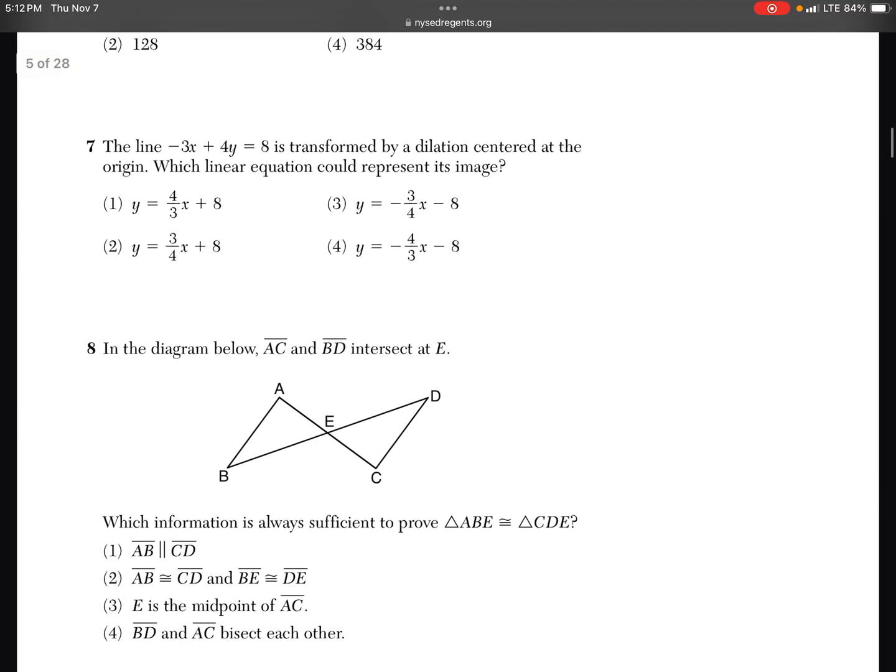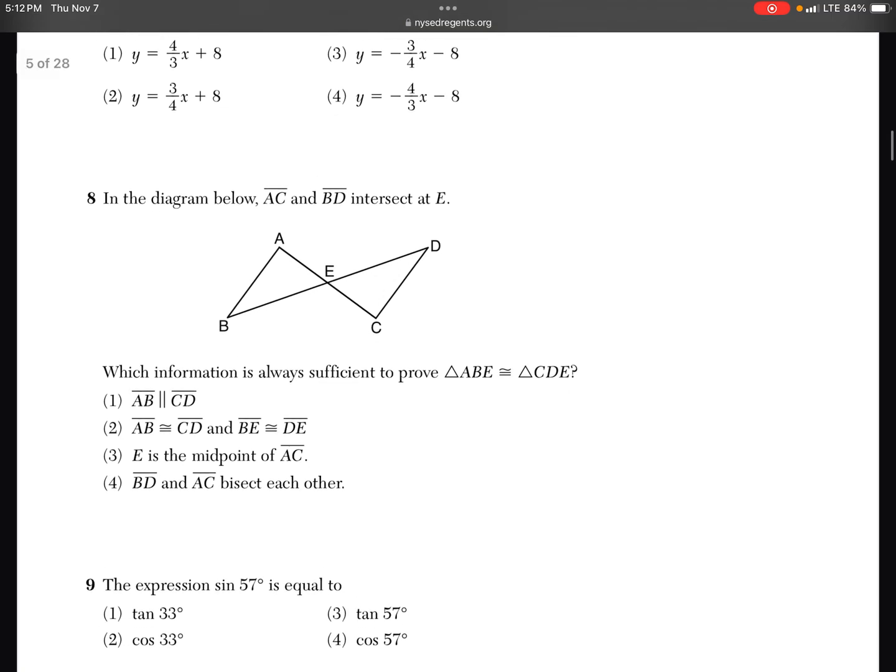Number 7, the line negative x plus 4y equals 8 is transformed by a dilation centered at the origin. Which linear equation could represent this image? It looks like all of our answers are in slope-intercept form. So if I added x to both sides and divided by 4, I should have a slope of 1/4. Dilation wouldn't change that. Answer has to be number 2.